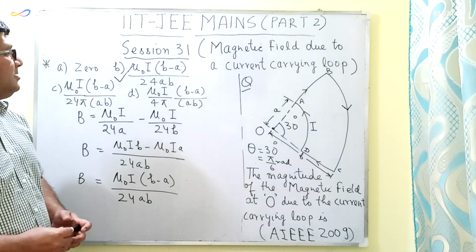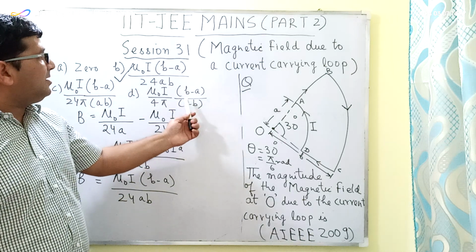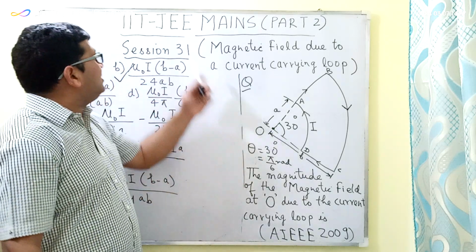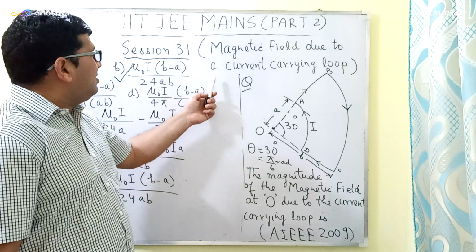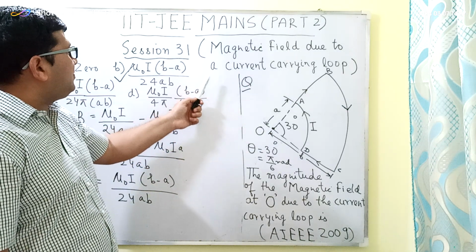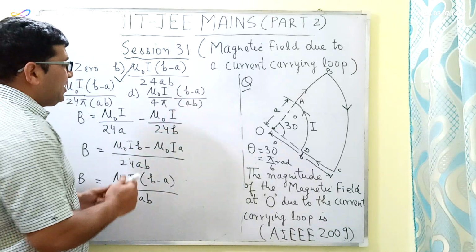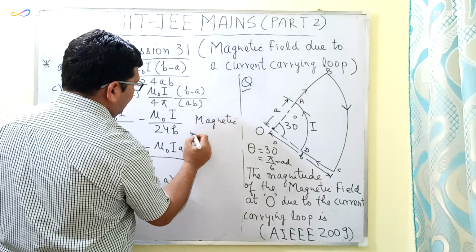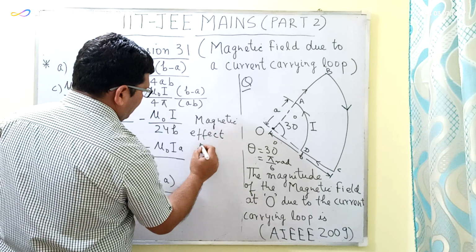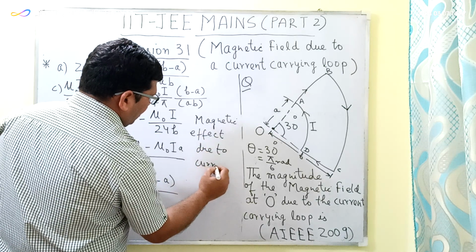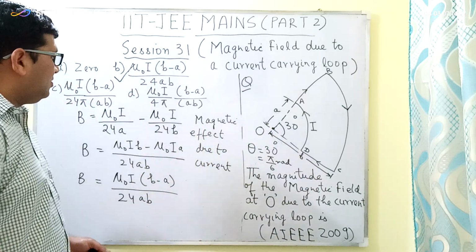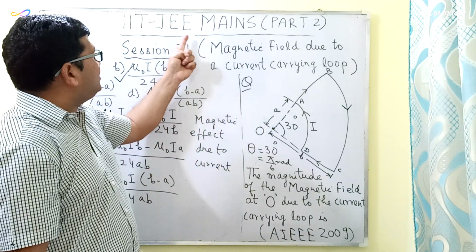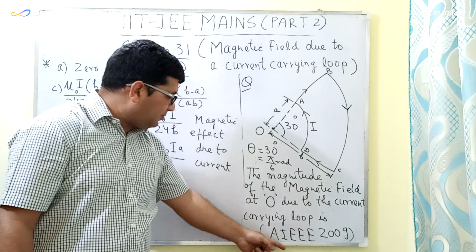In the next session I will be coming up with a different type of question which has been asked either in the AIEEE examination or in the mains examination, and this is the first session from the chapter of magnetic effect due to current. I will be taking maybe 15 or 20 questions from the JEE mains examination and from AIEEE.